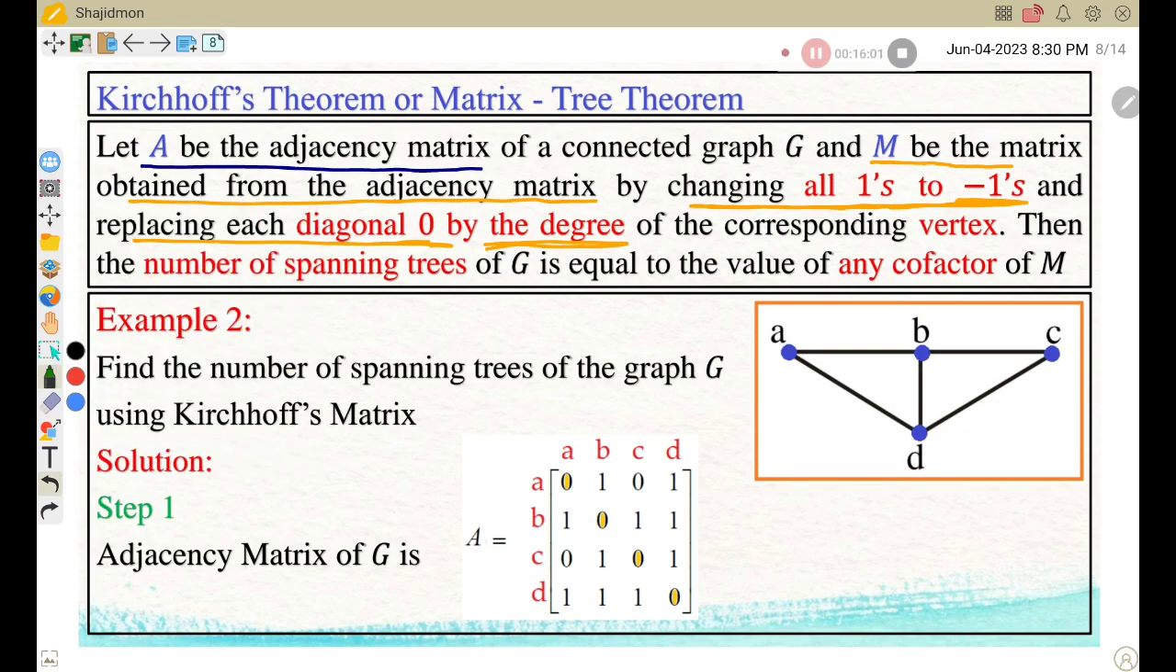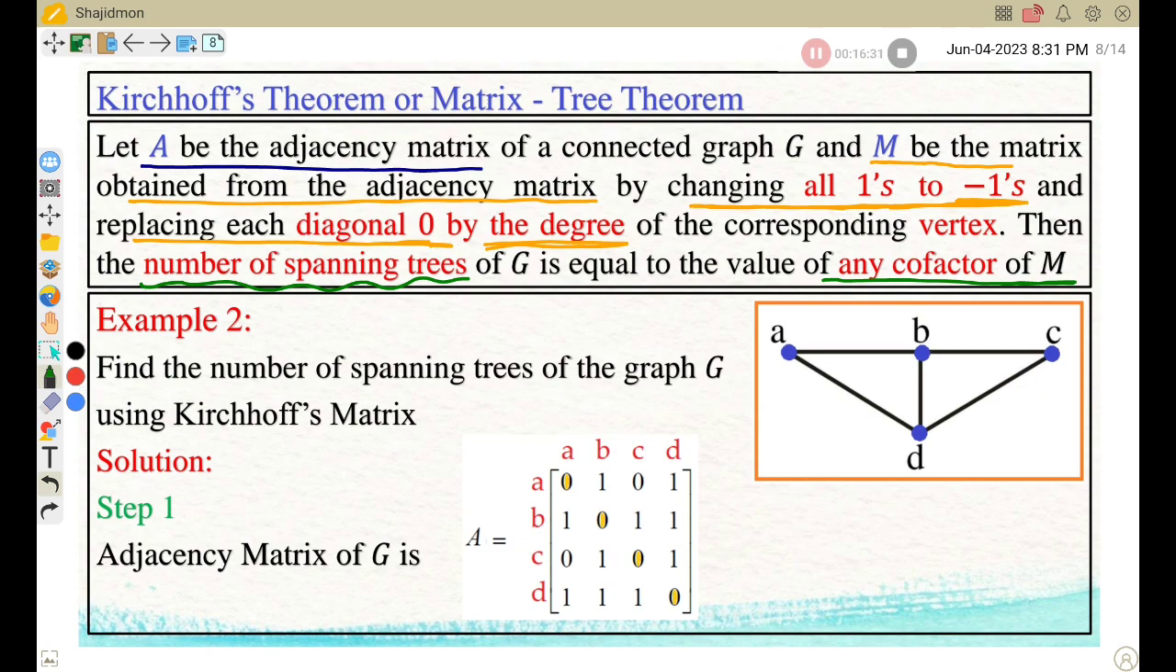After that, whatever matrix we are getting, the number of spanning trees is equal to the value of any cofactor of that matrix. That M matrix's cofactor we need to calculate. I will explain how to calculate the cofactor of a matrix when we do the question. So any cofactor of the matrix is the number of spanning trees of the given graph G. So this is the idea of Kirchhoff's theorem.